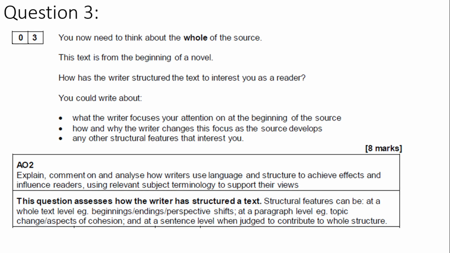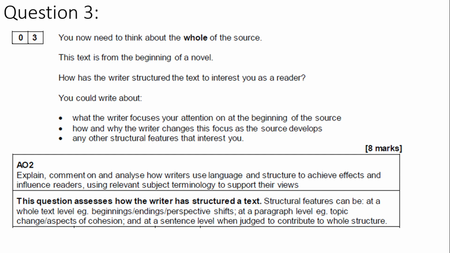So this is an example of a question 3 from language paper 1 from the fiction paper, and this is the structure question. So this is what it would look like. This is an example. It tells you initially that you need to think about the whole of the source. So it will be an extract from a novel or short story, and you need to use all of the source to be able to see the structure across the whole of the piece.